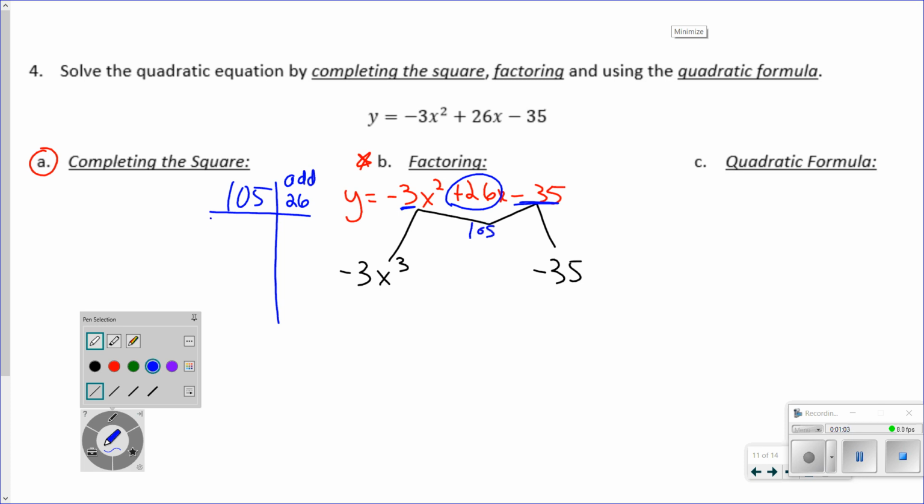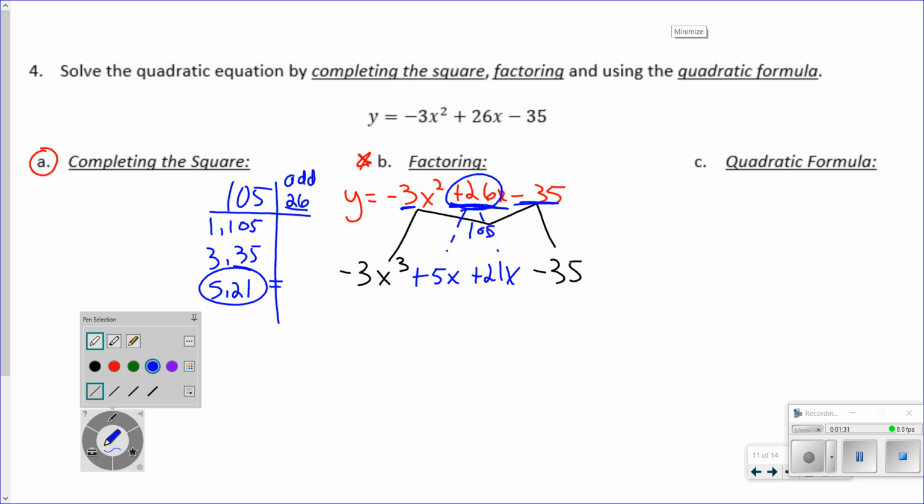So as I'm listing my factors of 105, I check, can that add together to give me 26? That doesn't work. 3 and 35, that doesn't work. 5 and 21, ooh, that works. Those will add together to give us 26. So I'm going to use 5 and 21. So I'm taking plus 26x and rewriting it to be plus 5x plus 21x. Going backwards, these two numbers equal that 26.